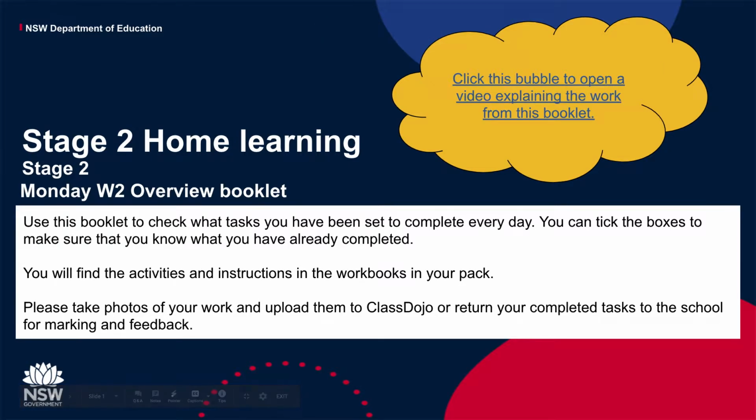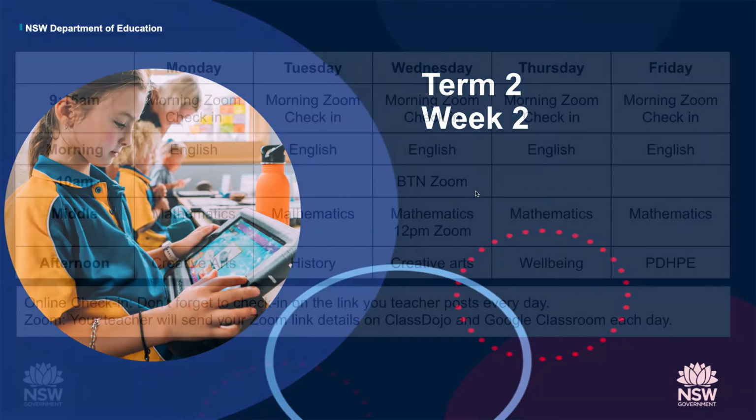Okay, so this is your home learning book overview booklet for Tuesday, and I've just noticed that I've made a mistake. I need to change that to Tuesday, but just make sure your one says Tuesday. Remember, you can watch this video again by clicking the bubble on the front page. Okay, turn to week 2.